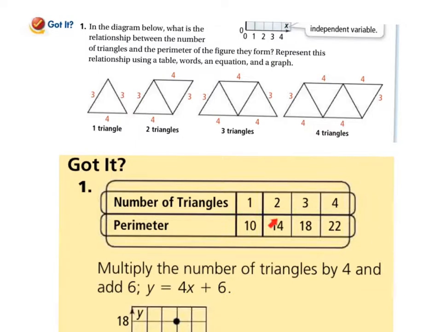So if you look at the numbers, now we can see what actually is happening, right? So that's why we make the table. So you can decide, oh, here's what's really going on. So multiply the number of triangles by 4 and add 6. That's really going on. So 1 times 4 is 4, plus 6 is 10. 2 times 4, plus 6. 4 times plus 6. So recognizing that pattern's really important.